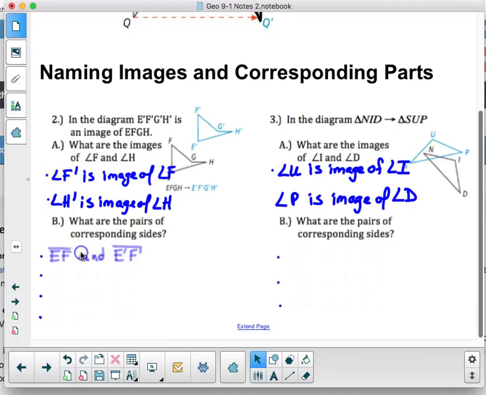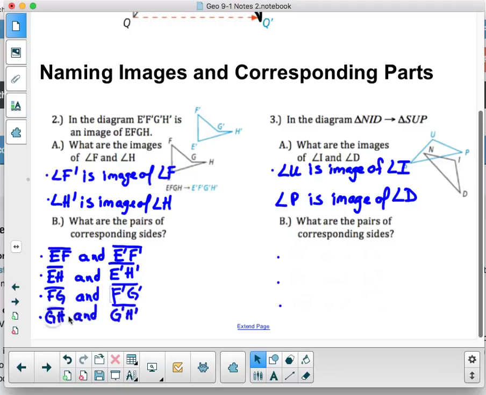This is just like we did when we were working with congruence, except we're talking about mapping from pre-image to image. So segment EF and segment E prime F prime. And notice the order I have in this mapping of my pre-image to image when I write this out. So I've got segment EH. Segment EH is going to correspond to segment E prime H prime. And now I'm going to look at segment FG in the same position, F prime G prime. And my last one, GH corresponds with G prime H prime.